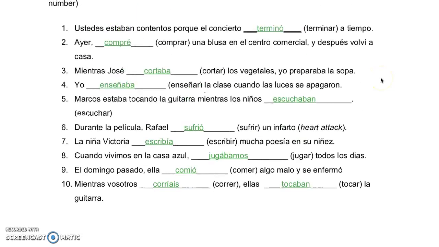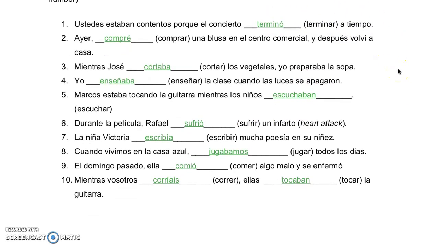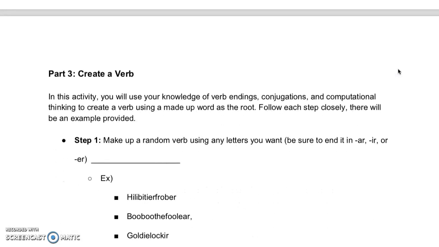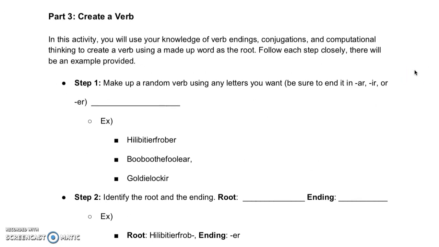So we have 10 examples for them to fill out. And again, the green, we've just done that for the video purposes, but they will all be blank so that the students can figure it out on their own. And then we move on to part 3, and this is really where the computational thinking takes place.